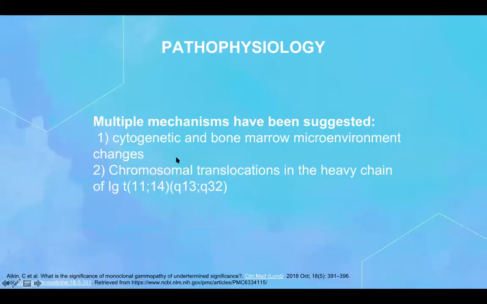As I told you before, the physiopathology is not defined yet for MGUS. But some of the mechanisms that are being discovered are related to the bone marrow microenvironment, and also translocation of the heavy chain of the immunoglobulin in chromosome 14 with chromosome 11, which has the cyclin D1 protein that is going to be related to cell progression.